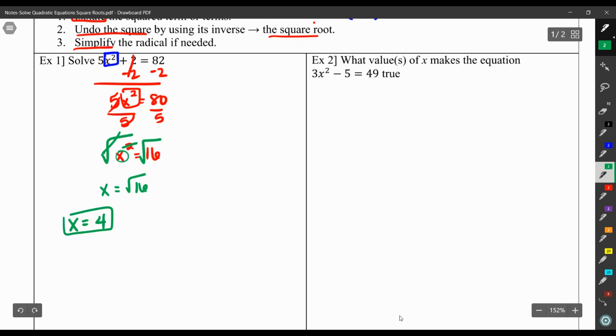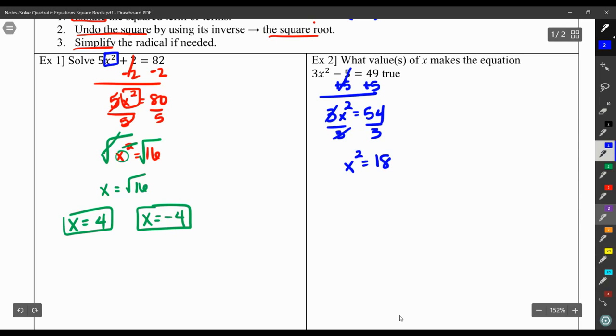However, this is not the only solution. The other solution is also x equals negative 4, because negative 4 times itself is still 16. And so when you take the square root of a number, you will always have a positive and a negative version of that square root. Positive 4, negative 4. Pause the video, try example number 2.